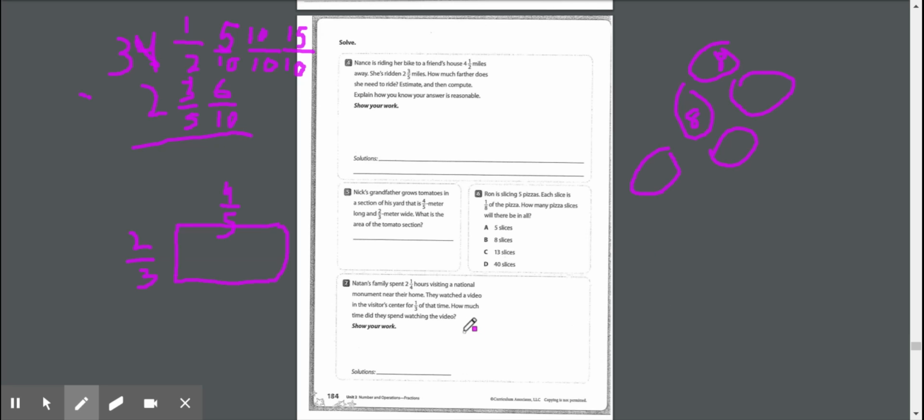And finally, Natan's family spent 2 1/4 hours visiting a national monument near their home. They watched a video in the visitor center for 1/3 of that time. How much time did they spend watching the video? You want to find out how much 1/3 of 2 1/4 is.